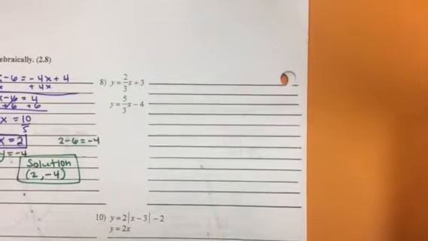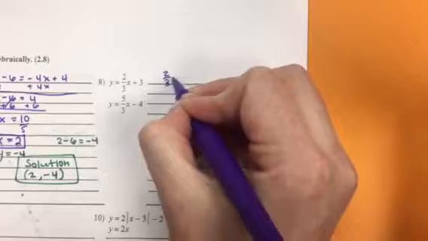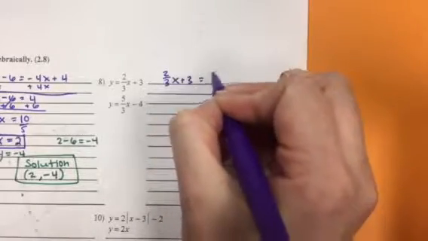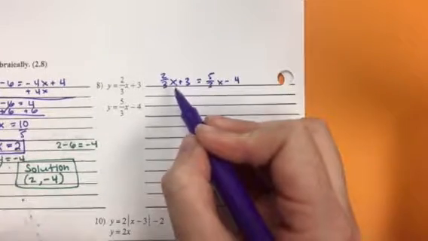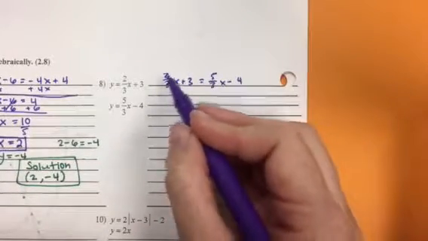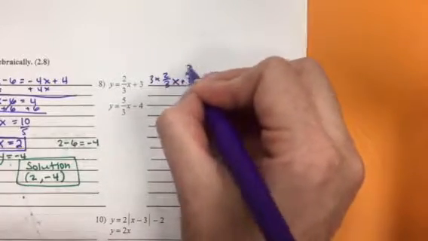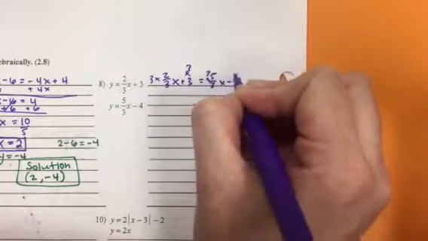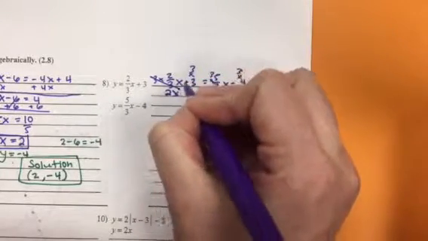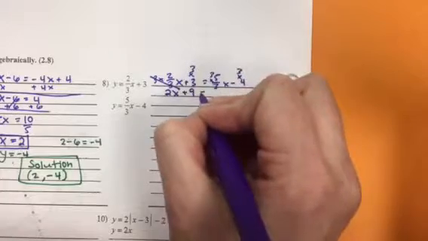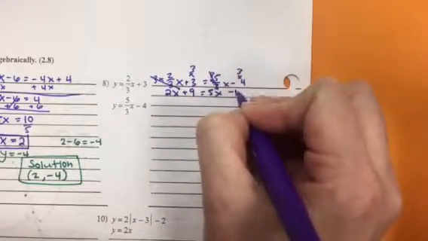On problem number 8, we set them equal. The denominators I want to get rid of, so I'm going to multiply everything by 3. Those cross out, and I'm left with 2x. 3 times 3 is 9. Those cancel out, so I'm left with 5x minus 12.